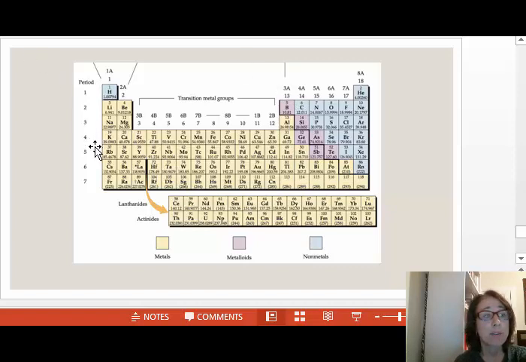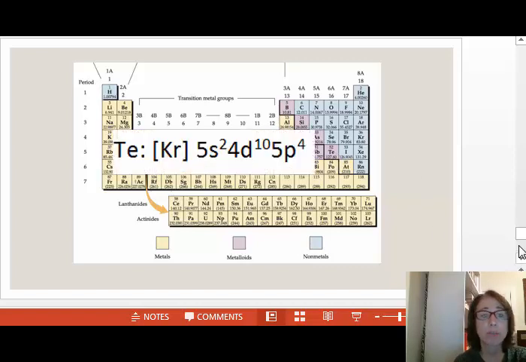If an element is in the 5th period and the 4th column of the P block, that element has 5p superscript 4 as its last subshell in its electron configuration. This element is tellurium, and its condensed electron configuration is krypton 5s superscript 2, 4d superscript 10, 5p superscript 4. The last subshell is 5p, and there are 4 electrons in this subshell.